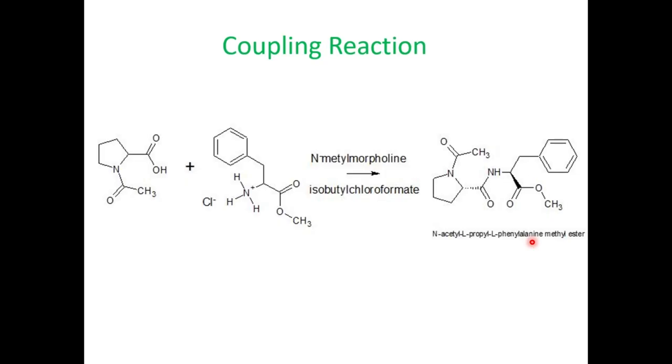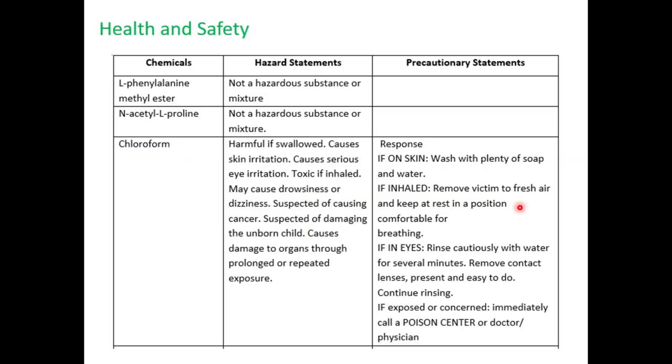So the overall coupling reaction is between the acetylated proline and our methyl ester phenylalanine, with N-methyl morpholine as our base, and isobutyl chloroformate as a coupling reagent to give us our protected dipeptide. And if you were looking to access the final dipeptide, you would then have to go through a deprotection step.